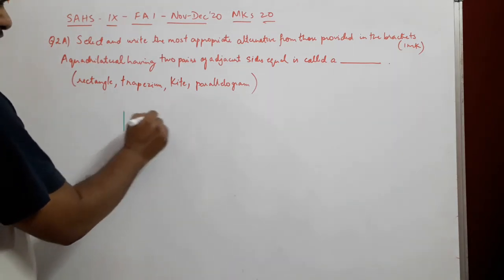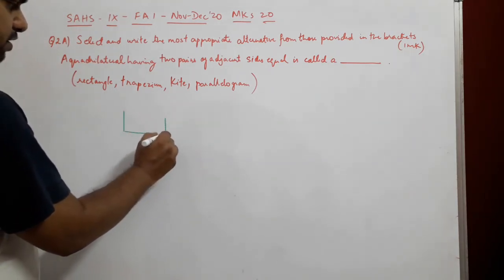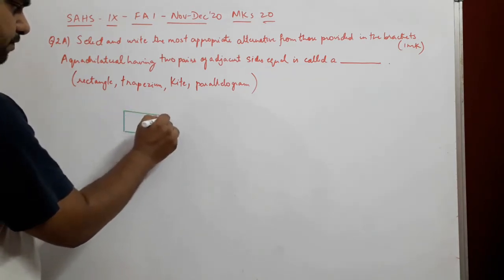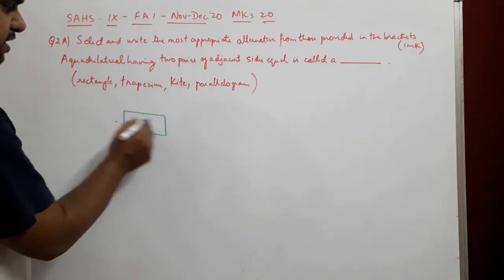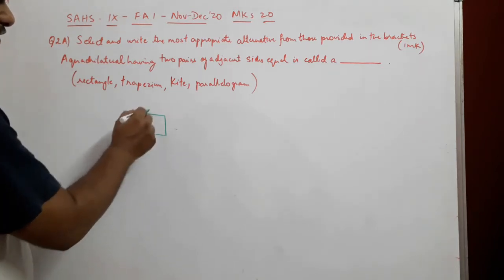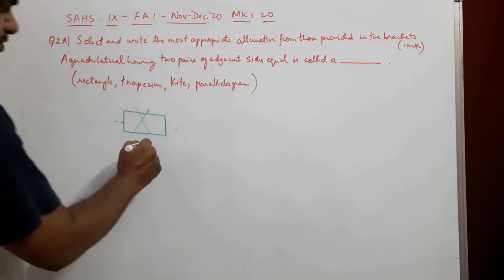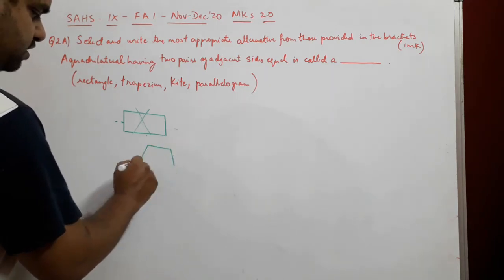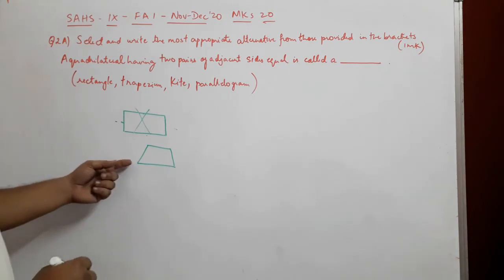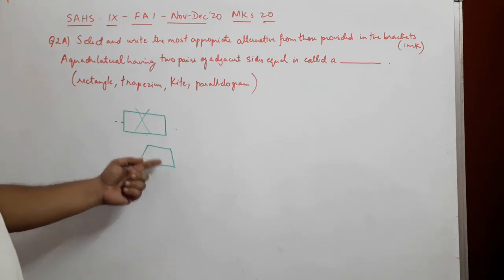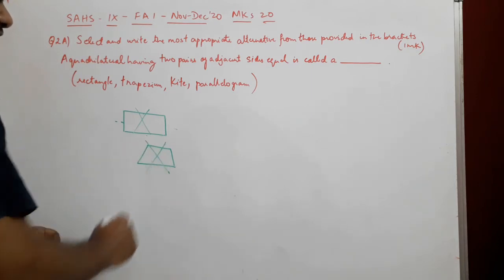Rectangle, if you see a rectangle, it would be something like this, where the adjacent sides, now adjacent sides mean the neighboring sides or the arms, they should be equal, and there should be two pairs of that. Here the opposite sides are equal in case of a rectangle, so we rule out a rectangle. What about a trapezium? A trapezium looks like this, and clearly you can see that the adjacent sides need not be equal, so we rule out trapezium as well.